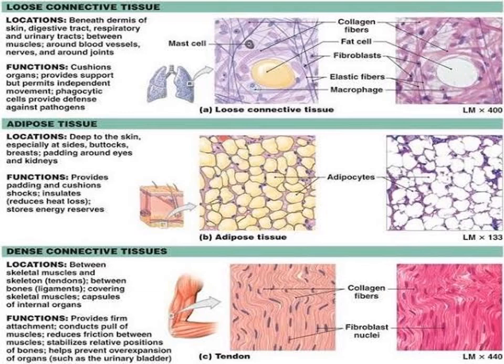And the adipose tissue, the locations: deep to the skin, especially in the hips and the breast, and padding around eyes and kidneys. And the functions: provide padding and cushions shock and reduces heat loss. And the third one, dense connective tissue, the location, the skeletal muscle. And the function, the muscle reduces friction between the muscles, stabilizes their relative positions. These are all important points for the connective tissue types.